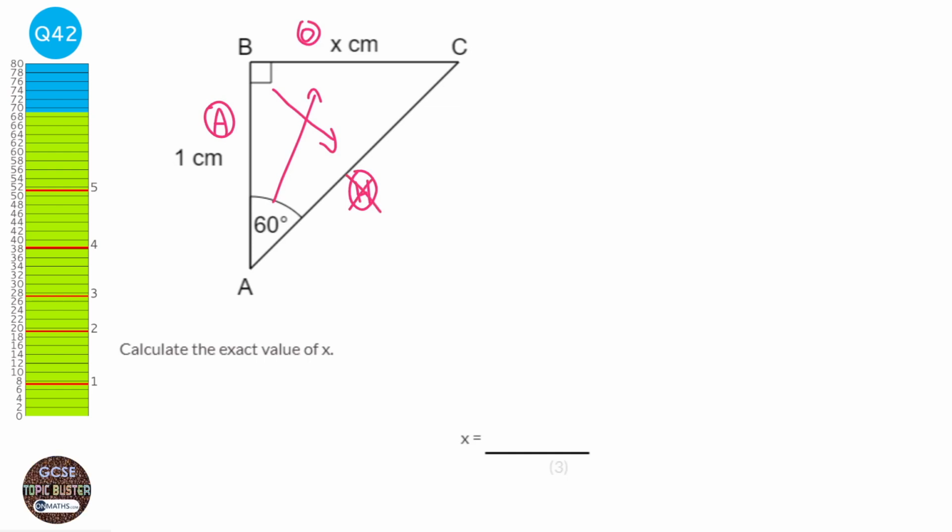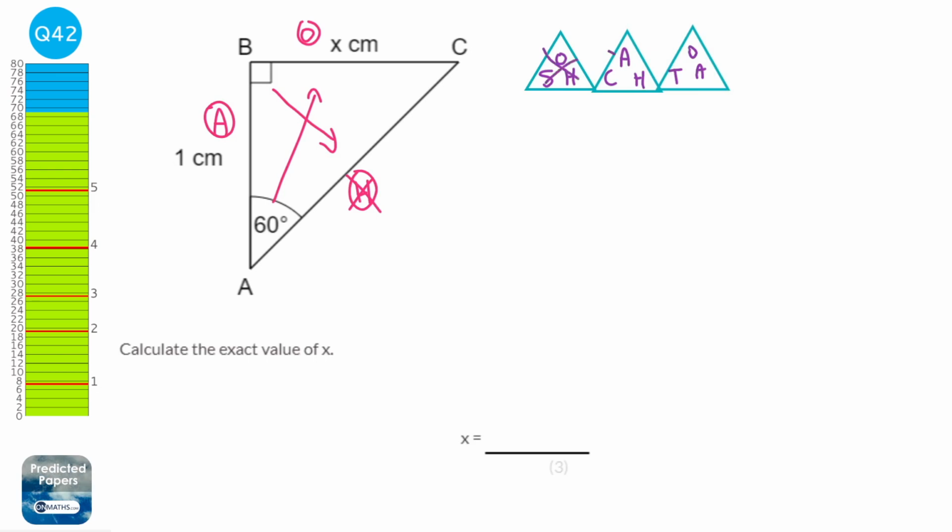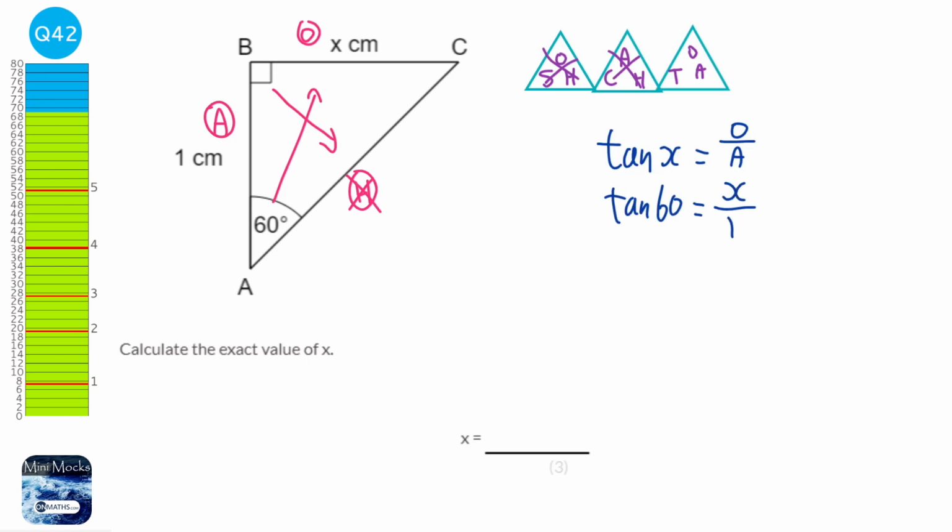Next thing we do is draw our trigonometry triangles. So we've got SOH, CAH, TOA. Now we've crossed out the H, so we're not going to be interested in the SOH or the CAH. So it's going to be TOA. TOA is short for tan the angle equals opposite over adjacent. The angle is 60, so it's tan 60 equals x over 1.